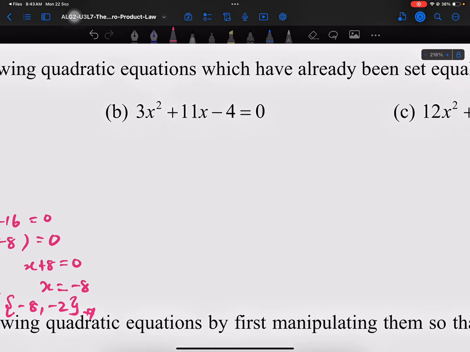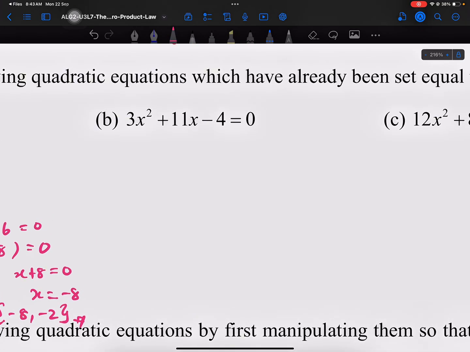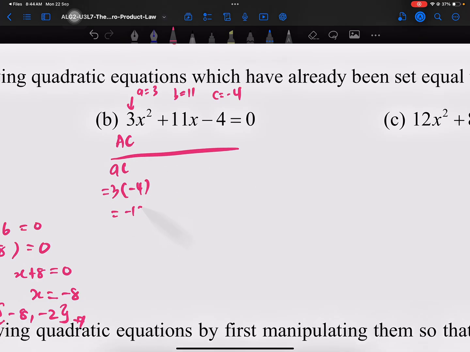Next, now our a is not 1, it is 3. B is 11, C is negative 4. Our method is to find the GCF first, but GCF cannot be found. Since we cannot find a GCF here, we use the AC method. AC method is A times C. So A is 3, C is negative 4, we get negative 12. So now we want to find factors for AC, negative 12.